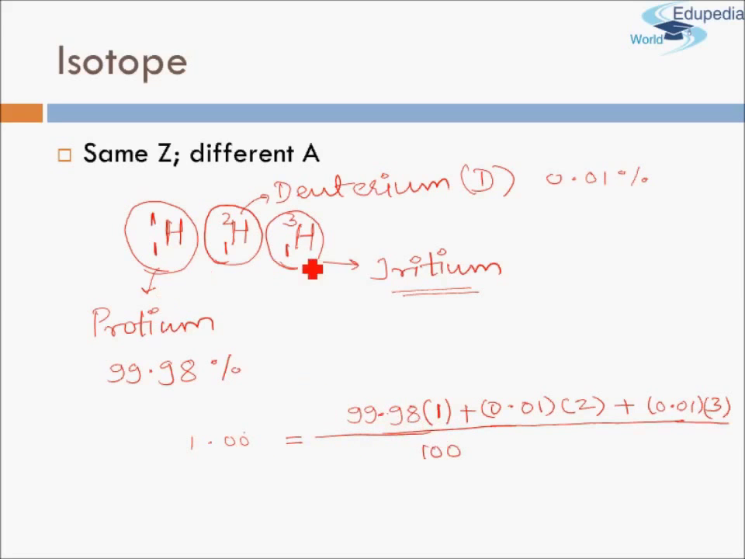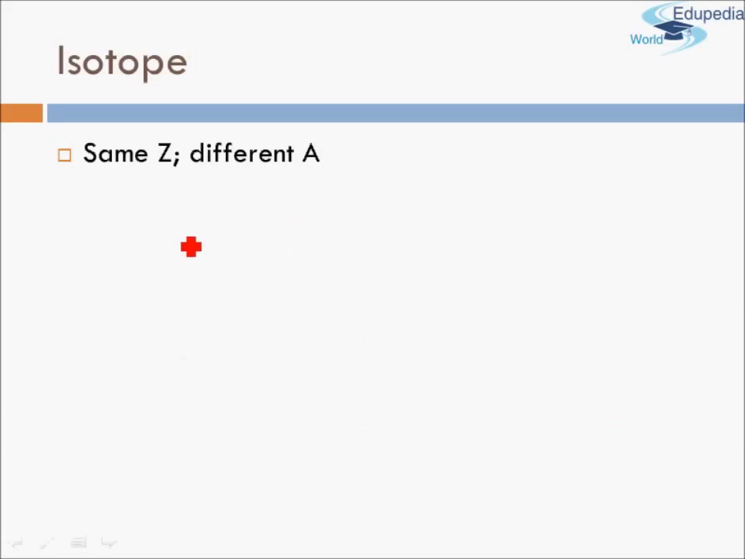So this is not only for hydrogen, but even for a lot of atoms, there are atoms present with the same atomic number but different mass number. For example, carbon has 3 different isotopes: carbon 12, carbon 13, and carbon 14. Similarly, chlorine has 2 commonly known isotopes, chlorine 35 and chlorine 37. Likewise, a lot of atoms, even oxygen and nitrogen, have different isotopes.